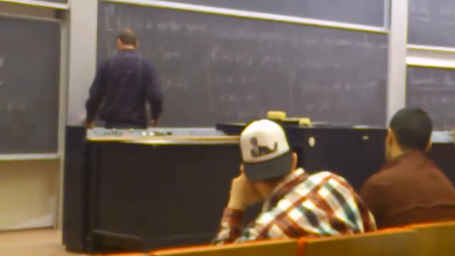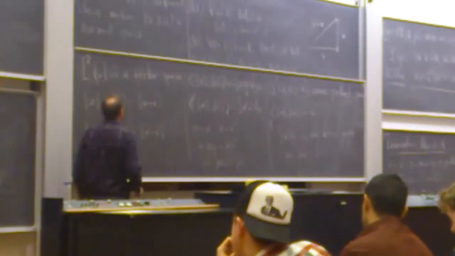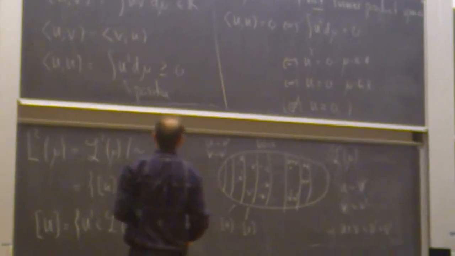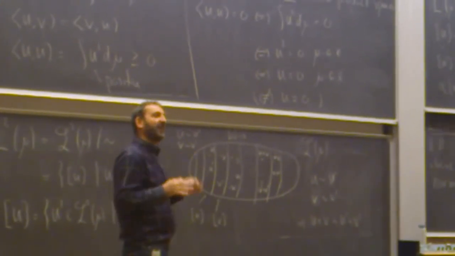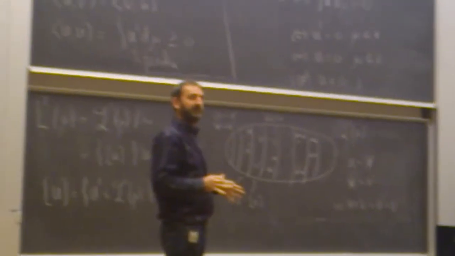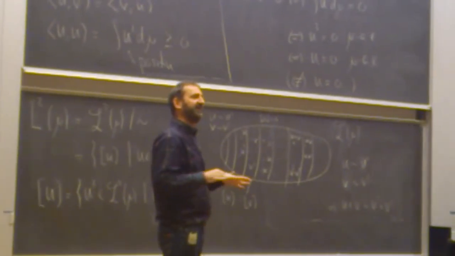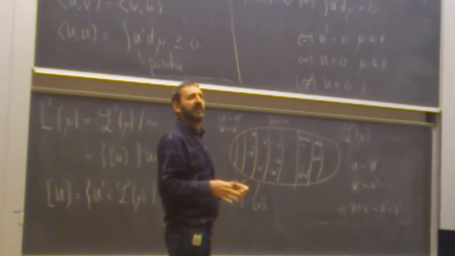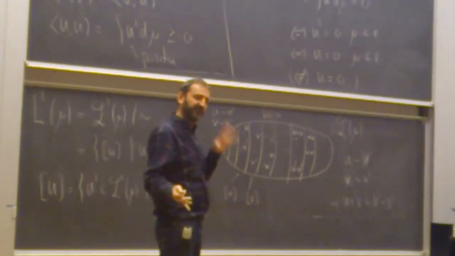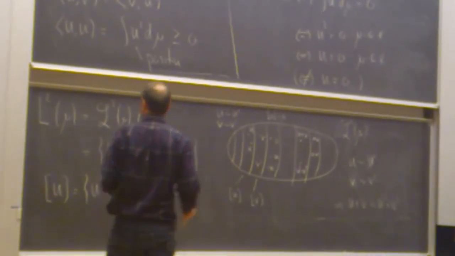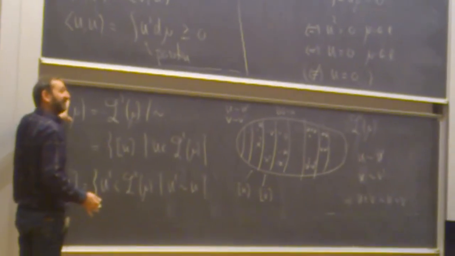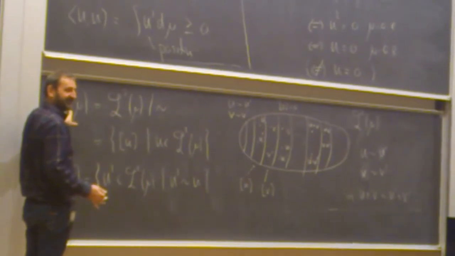Now I want to say a few more words about this. It's a little bit complicated somehow. We have curly L2. These are the set of honest functions. And the only problem about them is that the norm of a function could be 0 without the function itself being 0. Then you can make an honest normed vector space, but the elements are no longer honest functions.